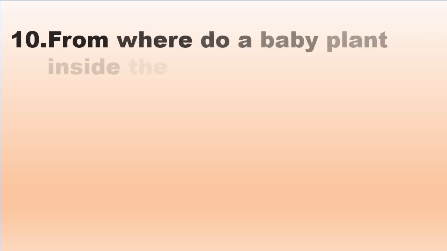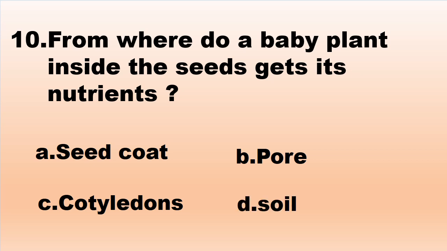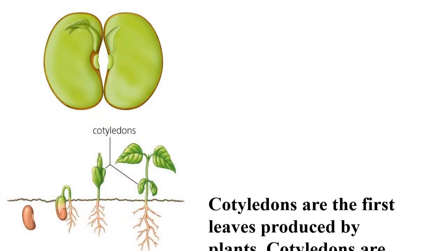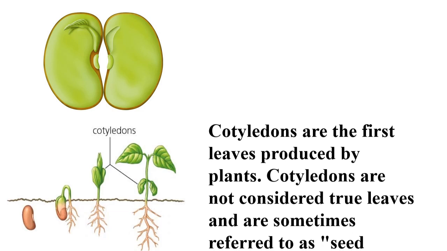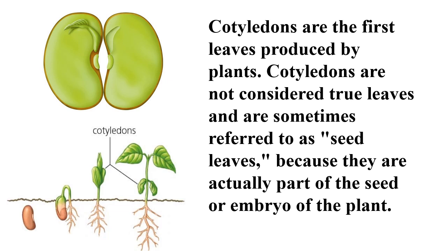From where does a baby plant inside the seed get its nutrients? Seed coat, pore, cotyledons, soil. Cotyledons. Cotyledons are the first leaves produced by plants. Cotyledons are not considered true leaves and are sometimes referred to as seed leaves because they are actually a part of the seed or embryo of the plant.